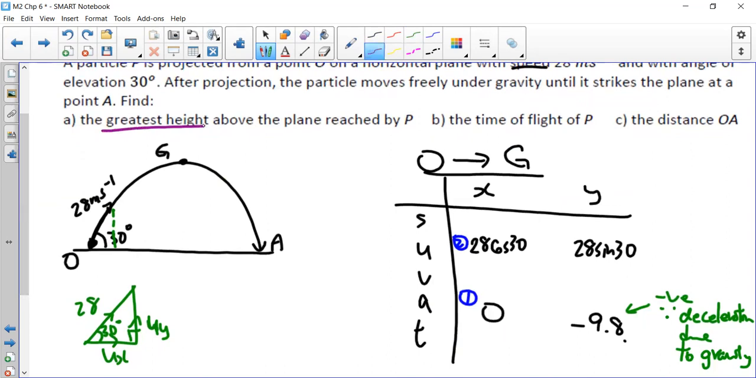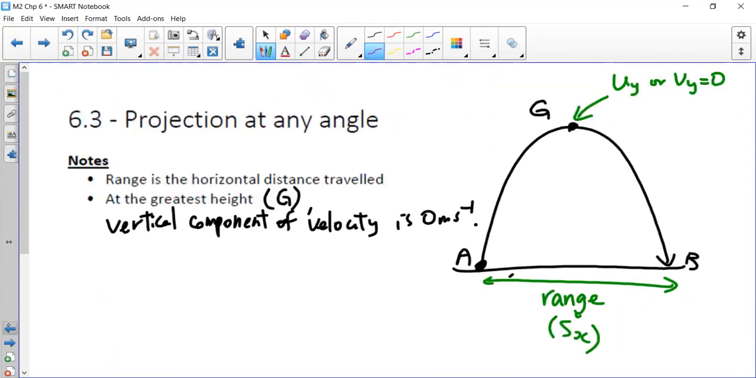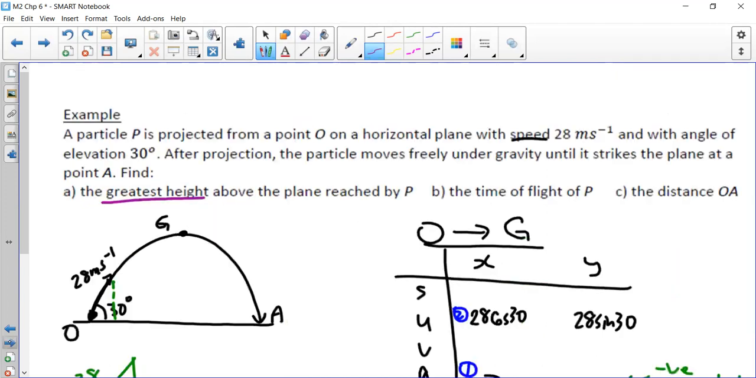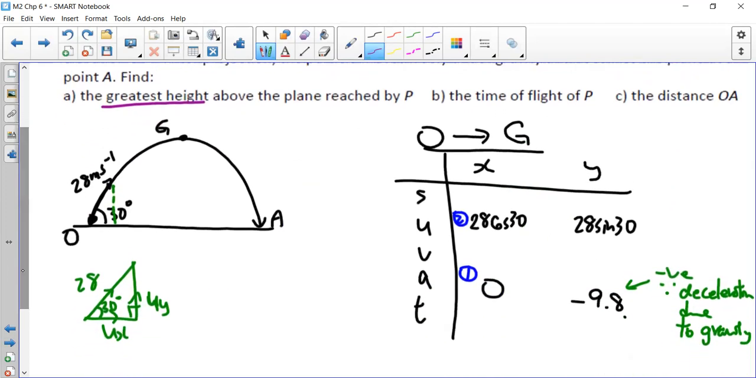Read your notes again from 6.3. What do we mention about greatest height? At the greatest height, the vertical component of the velocity is 0. The vertical component is the final position of a journey, so it will be Vy equals 0. So Vy equals 0. Again, you might want to put this down. Greatest height.